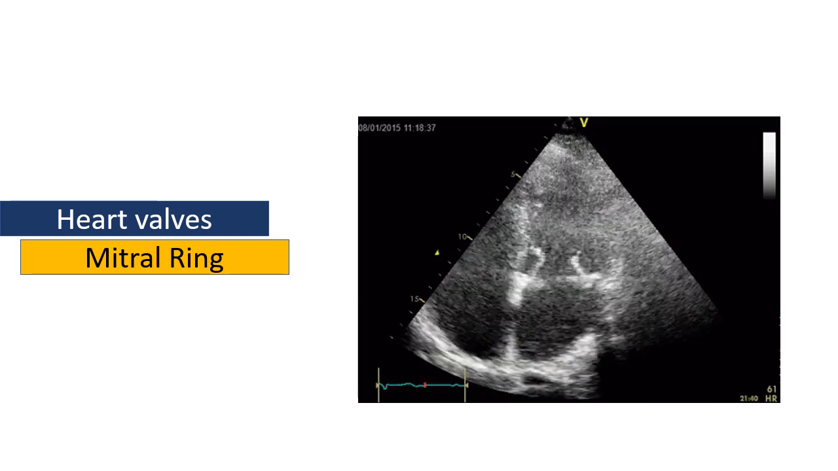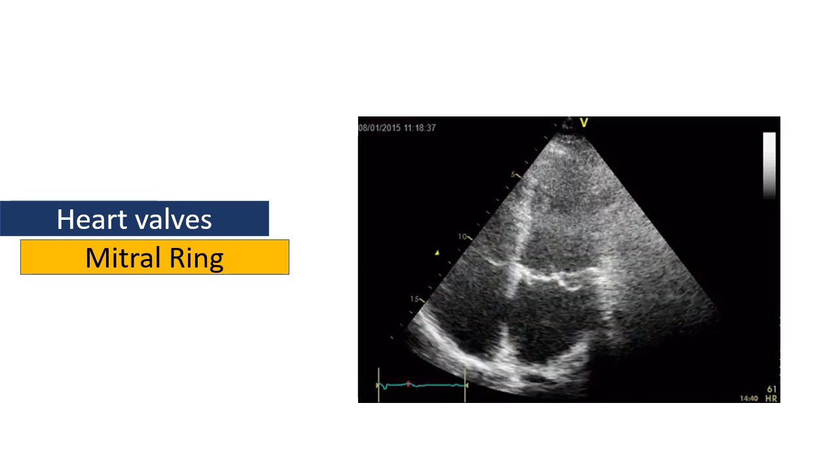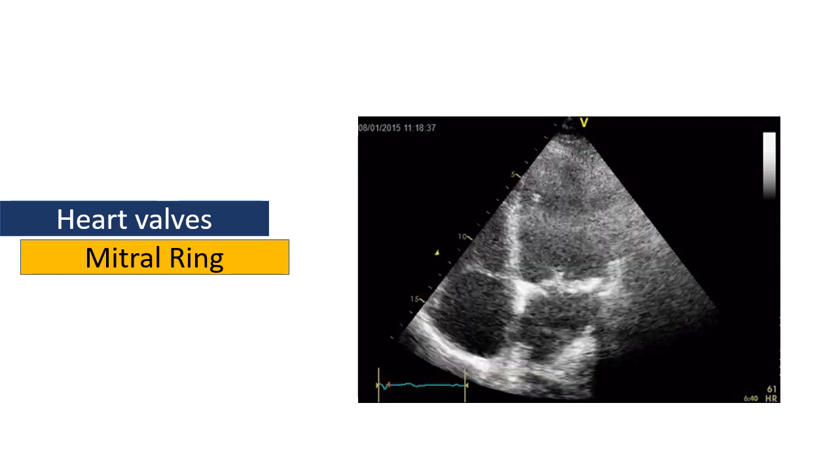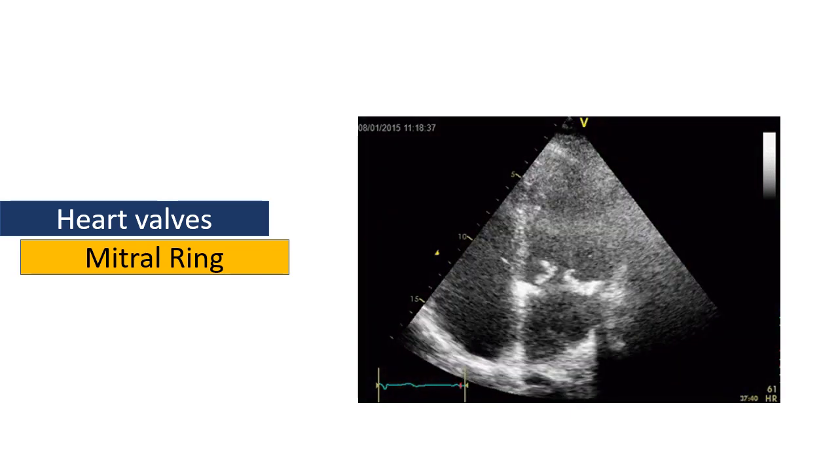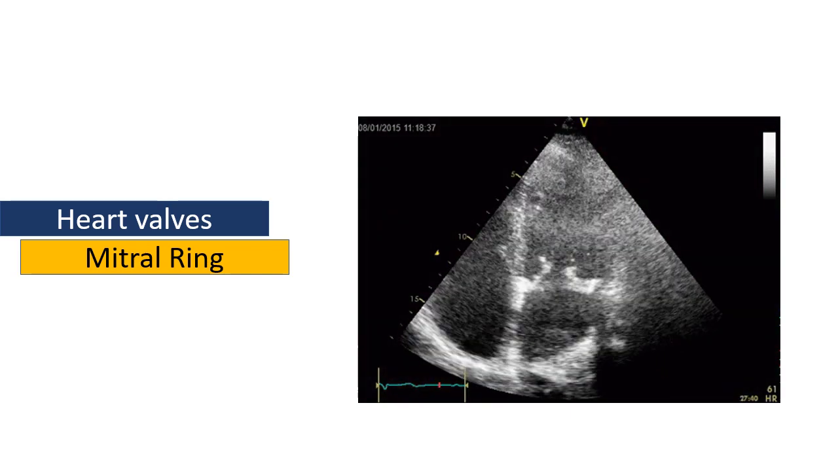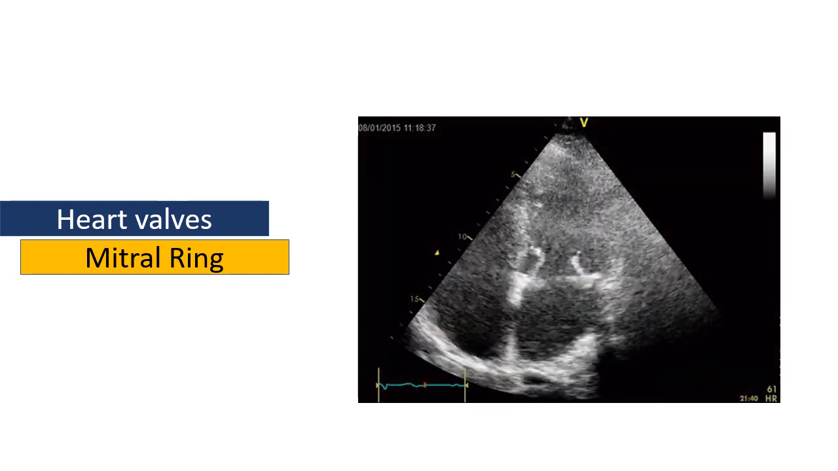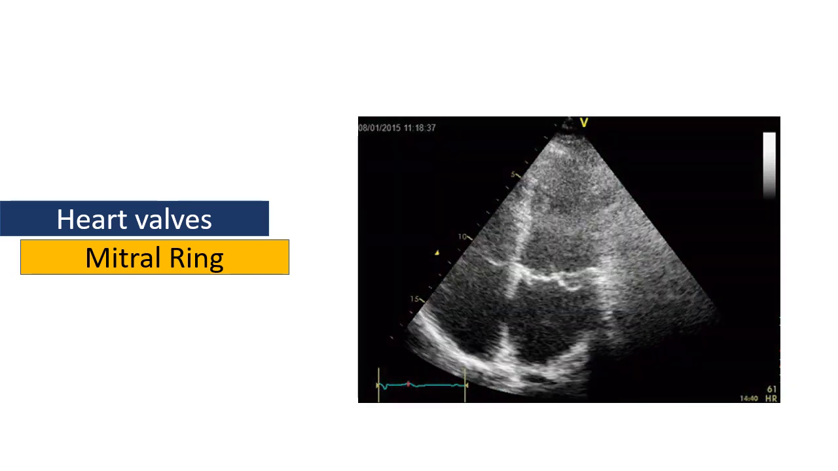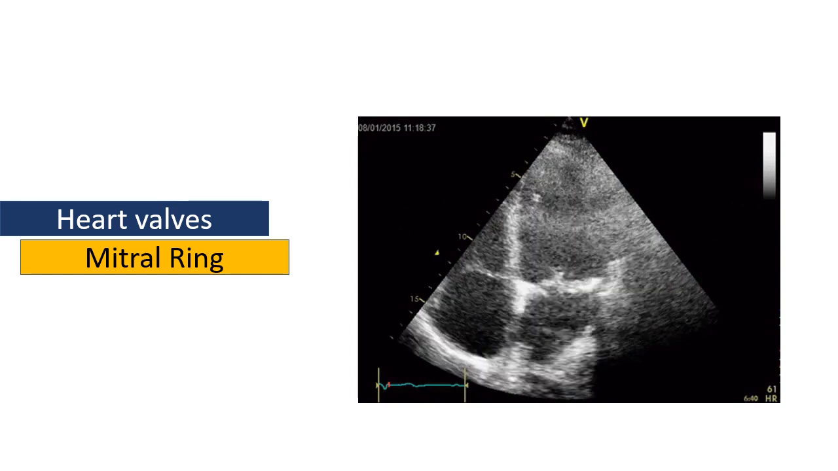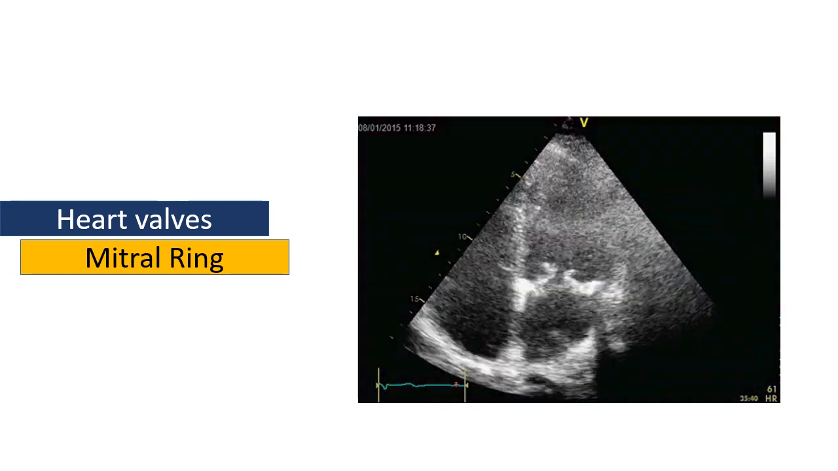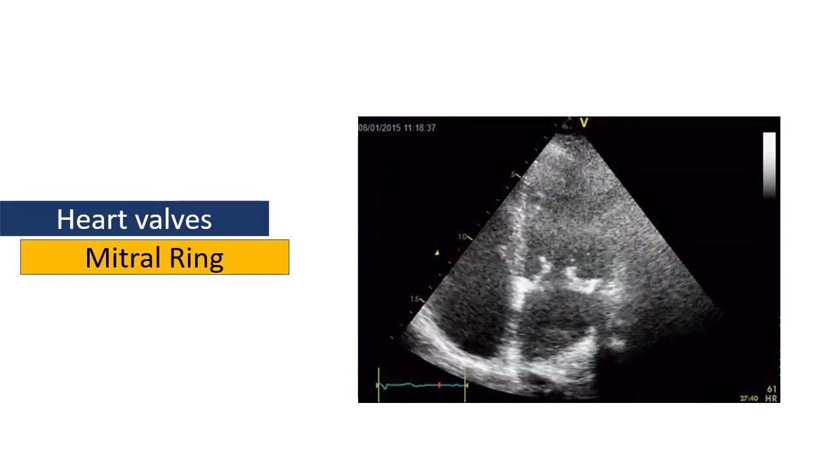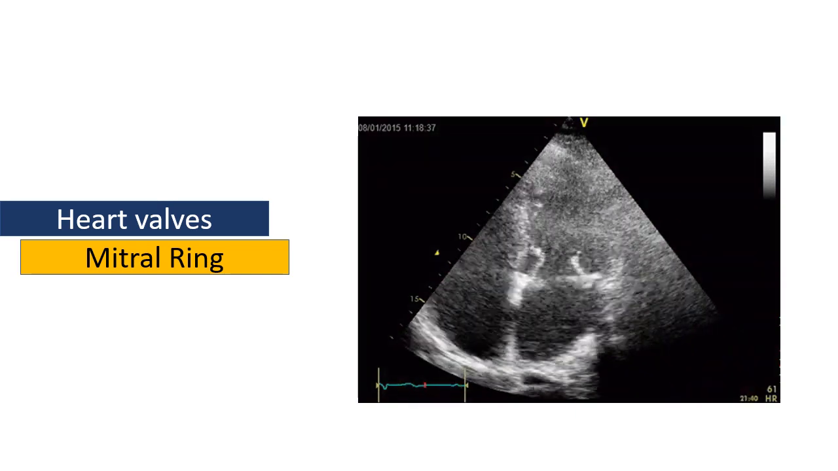Another example to look for regarding the heart valves here is the mitral ring, which is a hyperechoic band seen at the level of the mitral valve, done in cases of functional dilatation of the annulus, functional mitral regurgitation and dilatation of the annulus done for cases of mitral regurgitation.